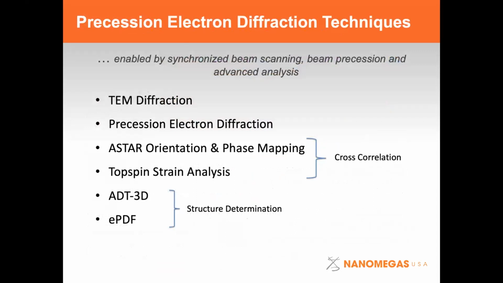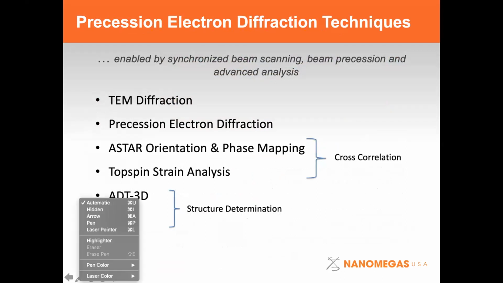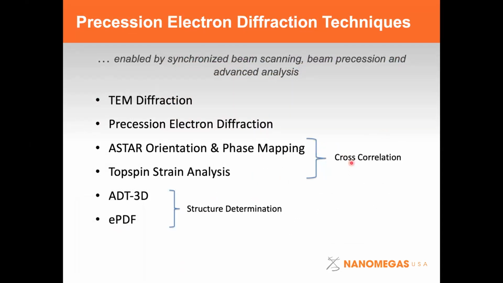With NanoMegas, we offer a system for TEM that uses precession electron diffraction, and it enables a lot of different applications. And in general, there's two types of things that you can think about, and that's what I'd call cross-correlation techniques and structural determination techniques. So the A-star system allows you to do orientation and phase mapping, much like EBSD does in SEM. You can also do strain analysis. And then the company started as a hardware software provider for crystallography. It was started by crystallographers. And so there's still applications where you can do 3D tomography with diffraction data. You can do pair distribution. So we still work in not only these mapping applications, but in structural determination.